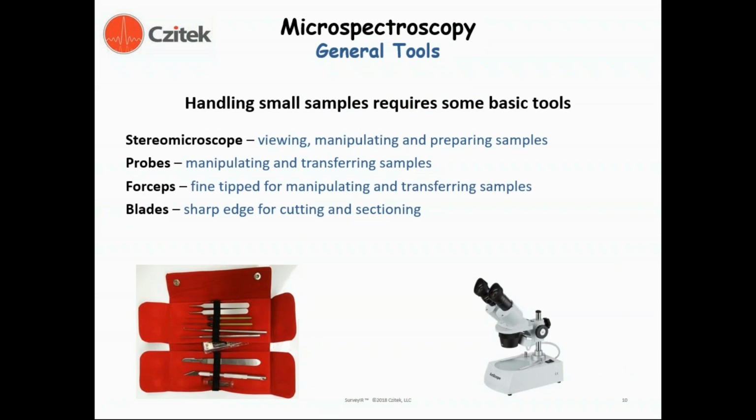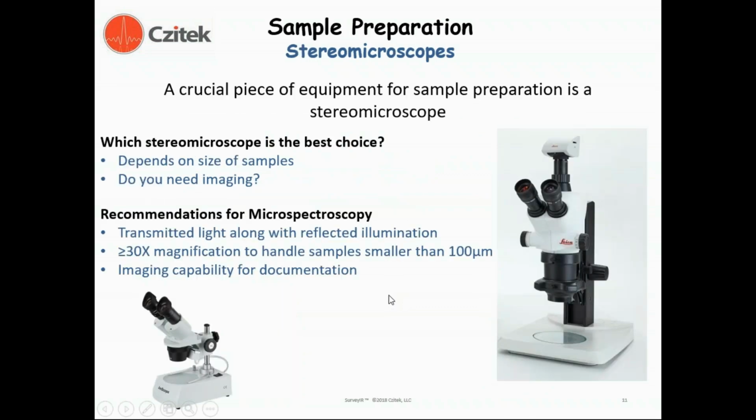Some indispensable tools in preparing samples: a stereo microscope, fine tips for moving and manipulating smaller samples, and blades, some sharper than others, for cutting and sectioning. So this is a very simple kit which would provide most, if not all, of the tools you would need for basic practical infrared microspectroscopy sample preparation. As I said, a stereo microscope is indispensable.